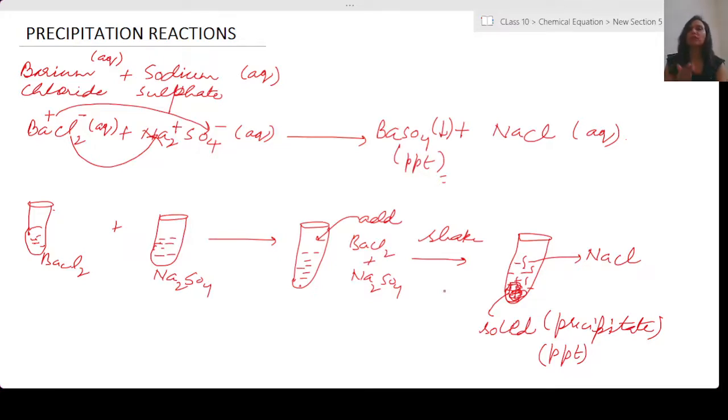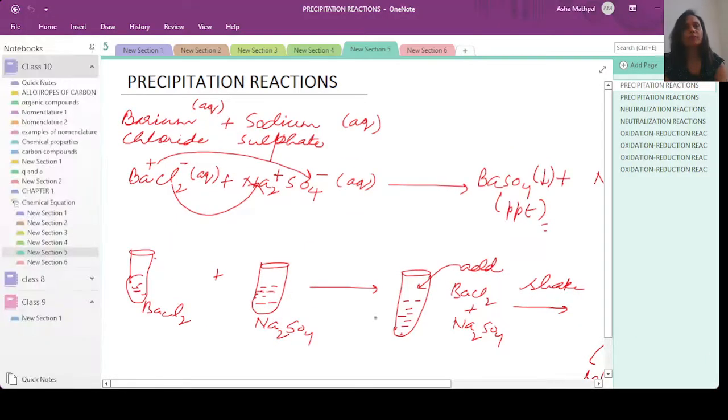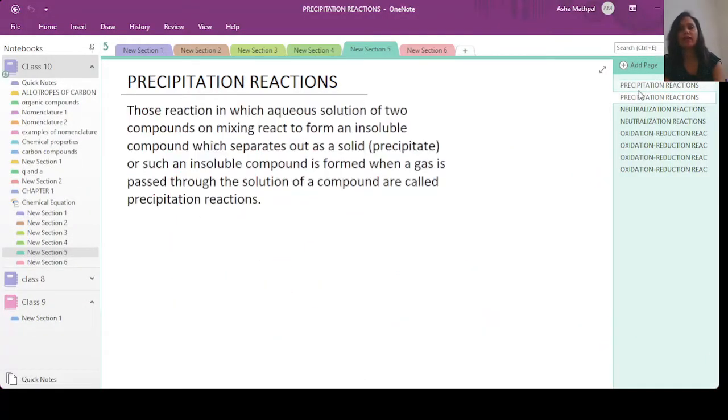The color of the precipitate depends upon the type of the compound which is formed. Like here, the compound which is formed is barium sulfate, BaSO4, which is a white color precipitate. Now let us see the definition of it. The precipitation reaction is a reaction in which two aqueous solutions of two compounds, on mixing, react to form an insoluble compound which separates out as a solid, and this solid is called a precipitate.